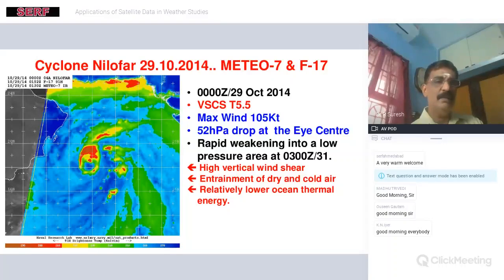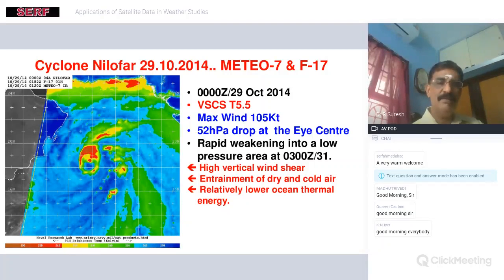Then a cyclonic storm over the Arabian Sea by name Nilofar. This also was having a very high intensity number of 5.5 with a maximum sustained wind speed of 105 knots. After this particular time of capturing the imagery, it started weakening drastically, and ultimately it did not even cross with any cyclone signature over the Middle East. It ended up as a low pressure area. The reason being, I have highlighted in red color in the bulletin down below.